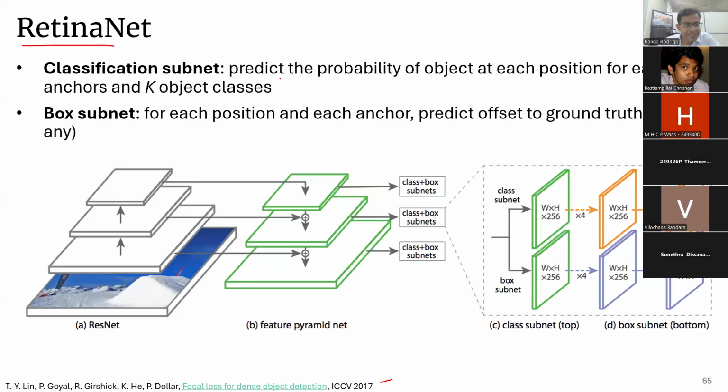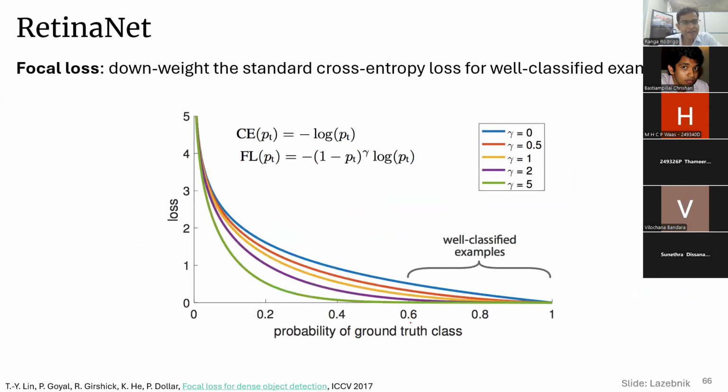Their classification subnet predicts the probability of each object at each position for each of A anchors and K object classes. The box subnet, at each position and for each anchor, predicts offsets to the ground truth box. This also uses the anchor boxes and the feature pyramid network. And it uses the so-called focal loss. That's the main contribution of the paper, as I remember.